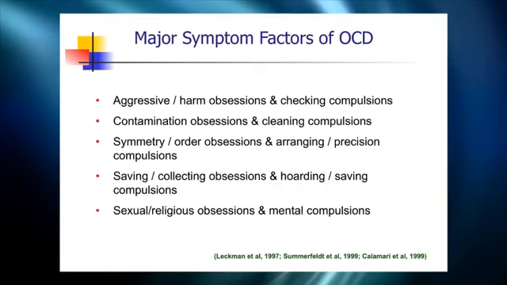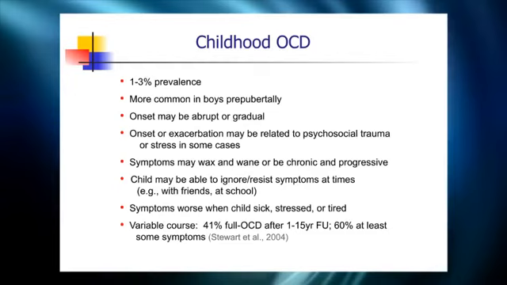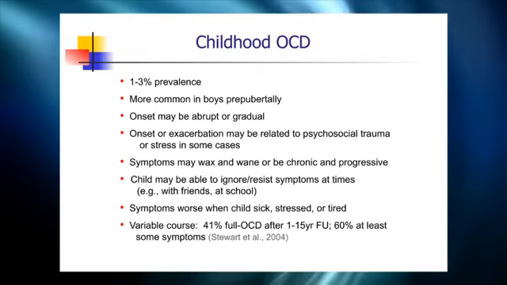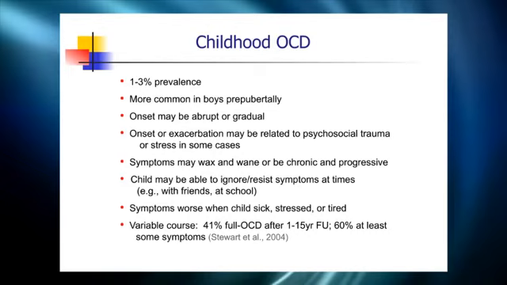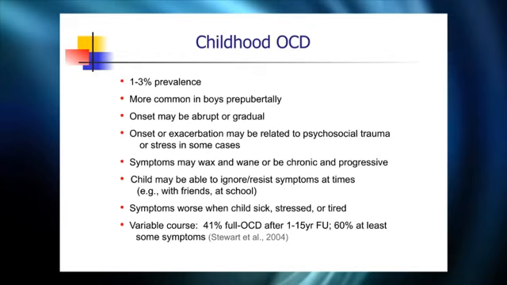So in terms of childhood OCD, what are some of the characteristics of children with OCD? It's a reasonably prevalent disorder, probably about 1.5% of children and adolescents will have the disorder at any one time. More common in boys pre-pubertally, but the gender ratio tends to even out in adolescence and adulthood. You can have an abrupt onset. We've seen kids who will describe the exact time, literally time and day, that they first noticed their OCD becoming problematic.